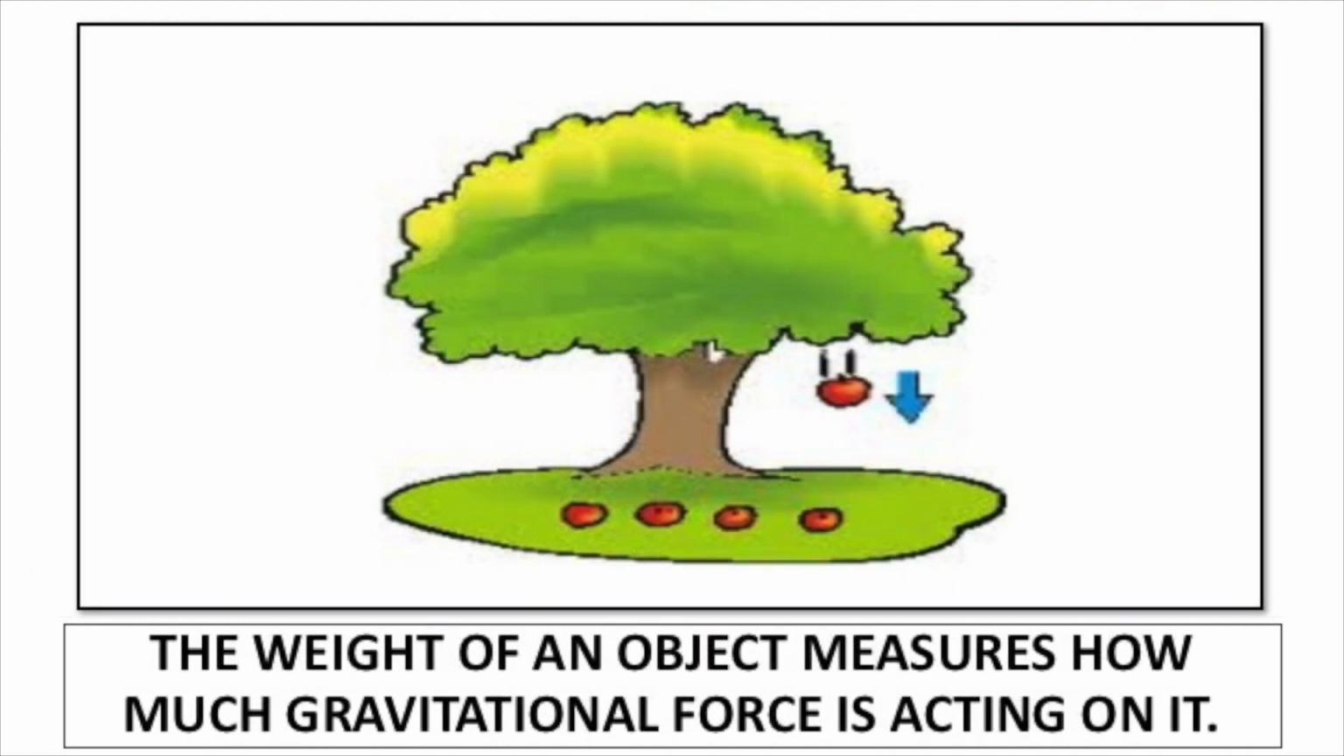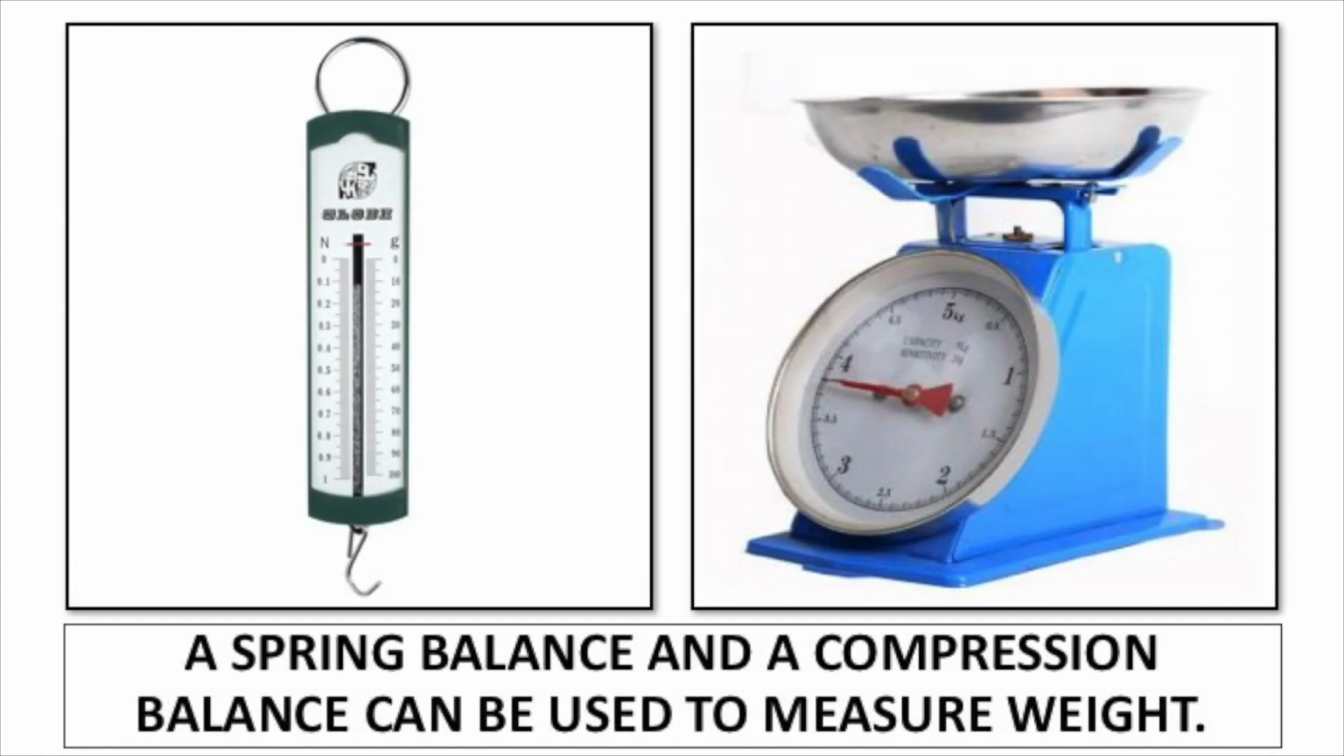And then the next key word, weight. The weight of an object measures how much gravitational force is acting on it. So remember, gravity and gravitational force affects weight. Mass doesn't change, but weight changes based on gravity. A spring balance and a compression balance can be used to measure weight. Yes.